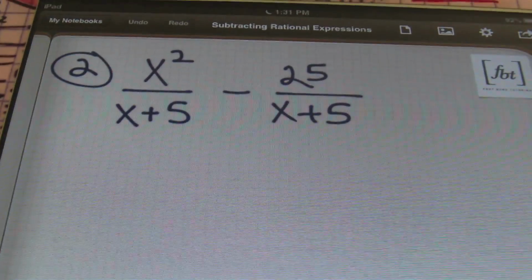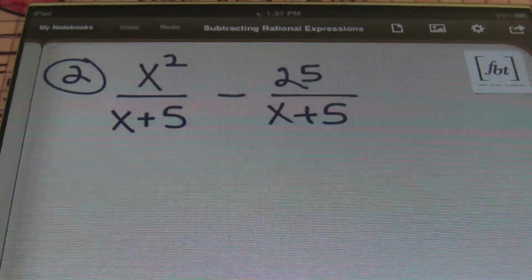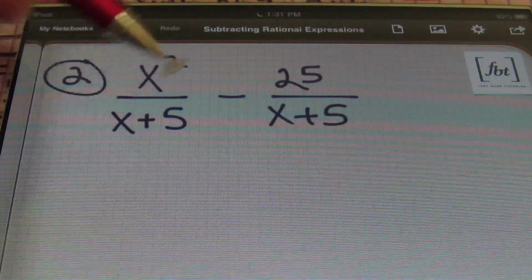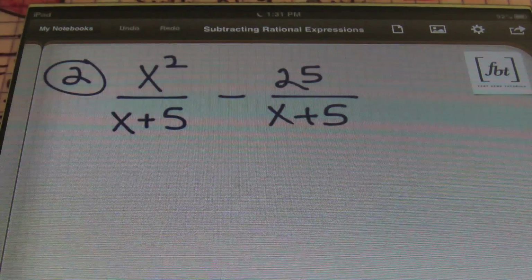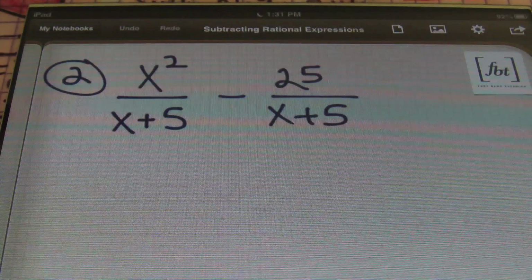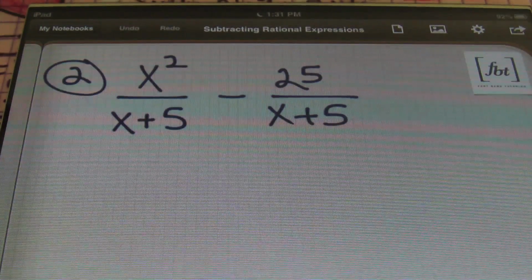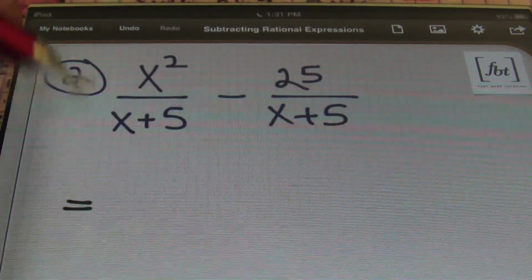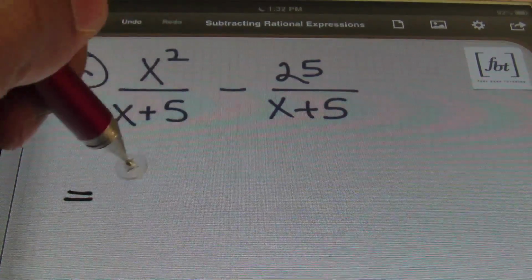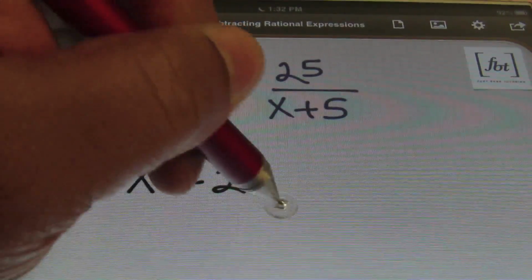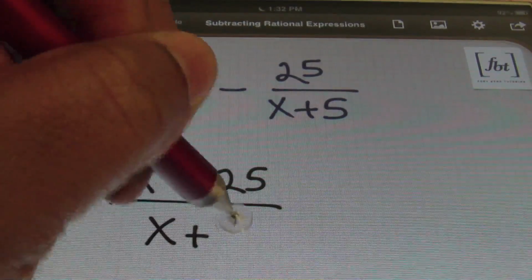Problem number 2. Let's focus. All right. Problem number 2, we have x squared over x plus 5 minus 25 over x plus 5. Once again, we already have a common denominator. That's a good thing. So therefore, we can just combine the numerators together. So when I rewrite this, I'm just going to show that the numerators are going to be combined. So I'll rewrite this as x squared minus 25 all over x plus 5.